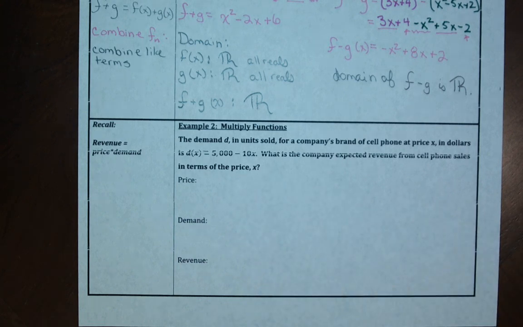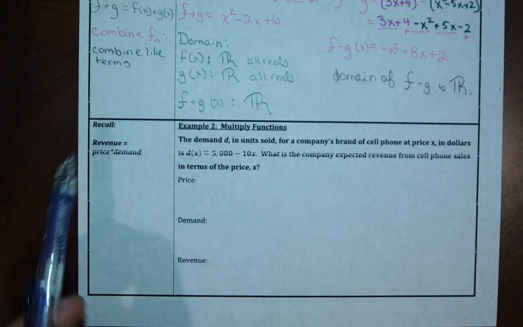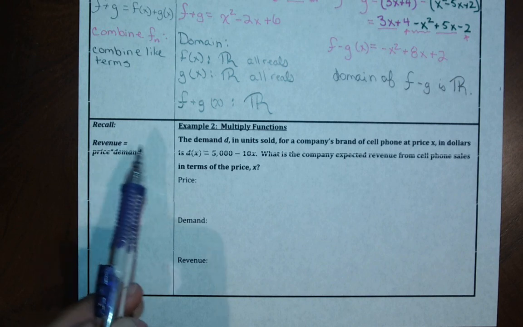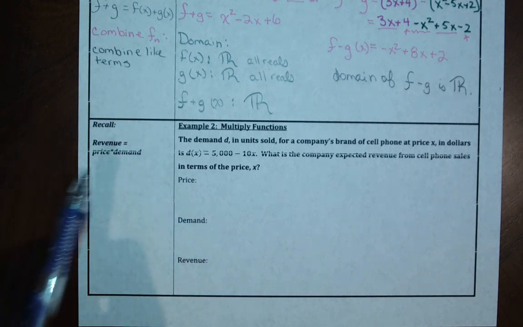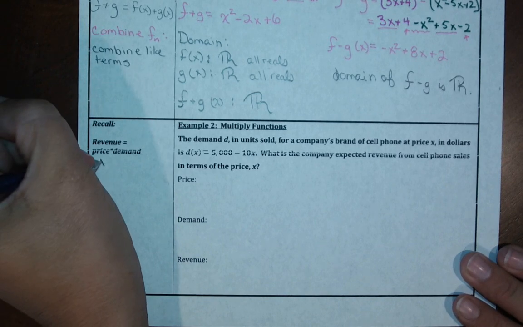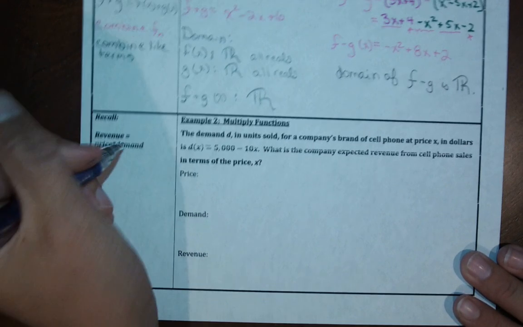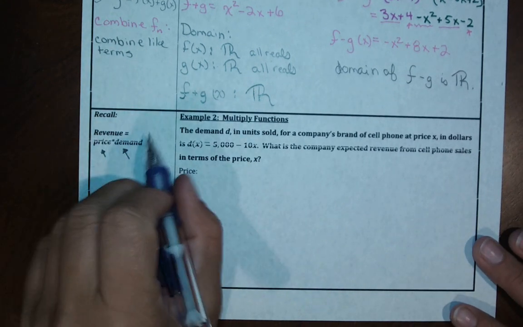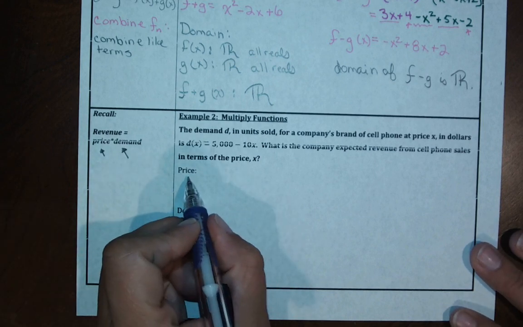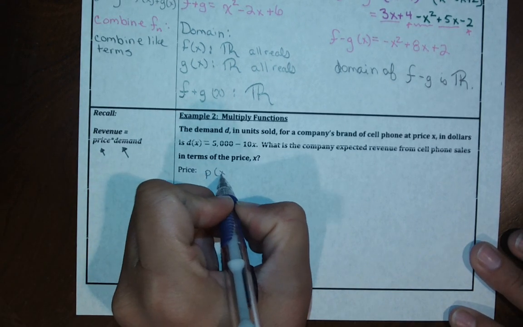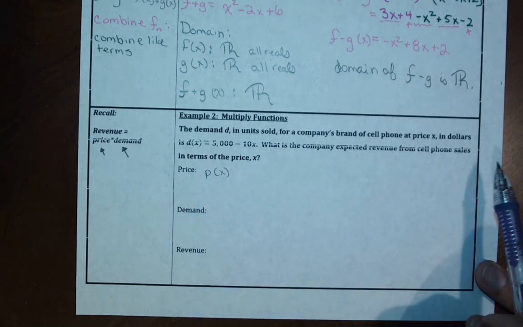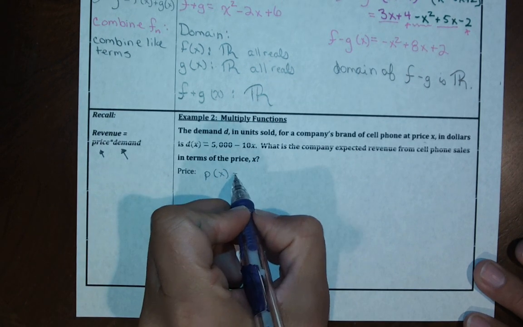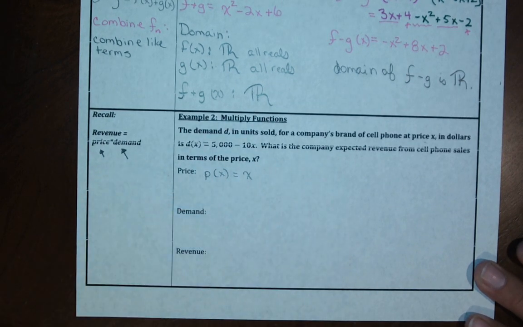Okay, so the first thing that we need to recall is that revenue is going to be the price times the demand. So I need to find an equation for price, I need to find an equation for demand, and then I'll multiply them together to get the revenue. So price, I'm going to call that equation P of X. And it says that the cell phone is price X. So P of X is just going to be X.